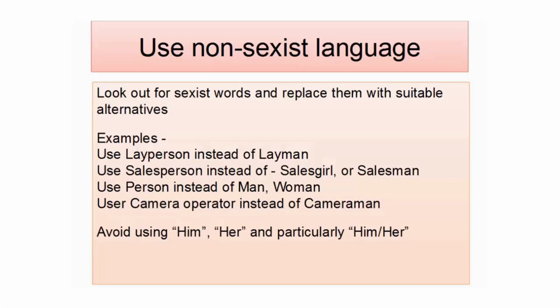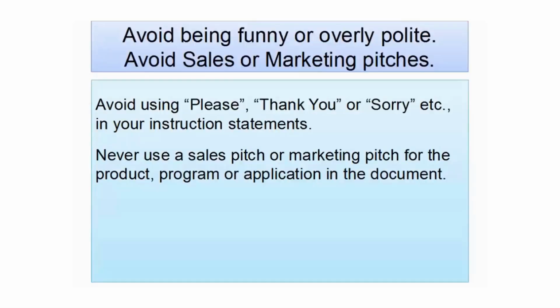Avoid using him, her, and particularly the use of him/her. Avoid sexist terms and replace them with convenient alternatives, and so replace layman with layperson, salesman or salesgirl with salesperson, and so on. Avoid trying to be funny. Absolutely no jokes are allowed in user manuals. Being overly friendly or polite is also to be avoided. That is, using words such as please, thank you, sorry, etc., and avoid the marketing pitch or the sales pitch in your content.